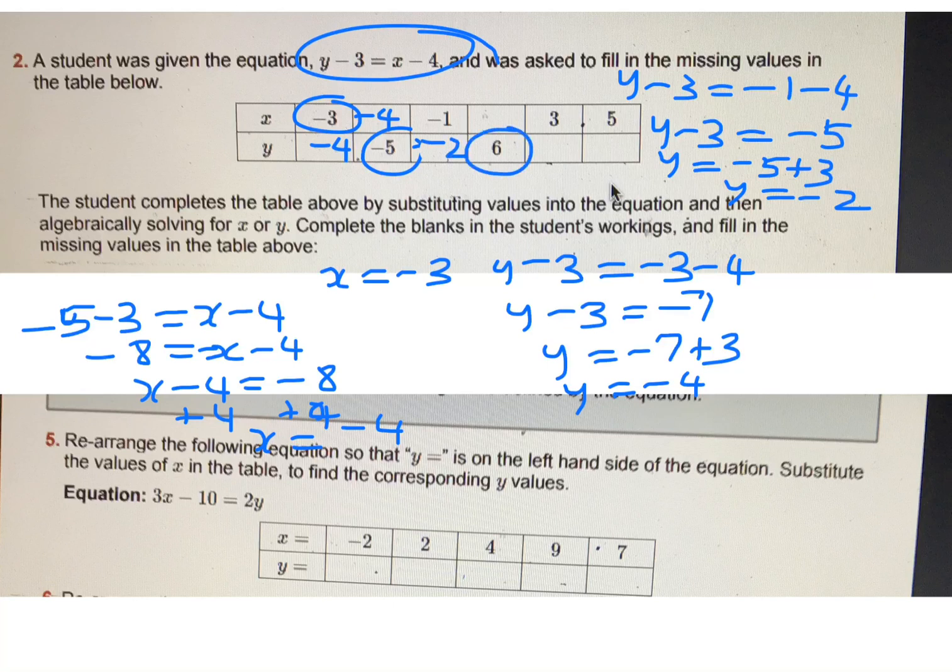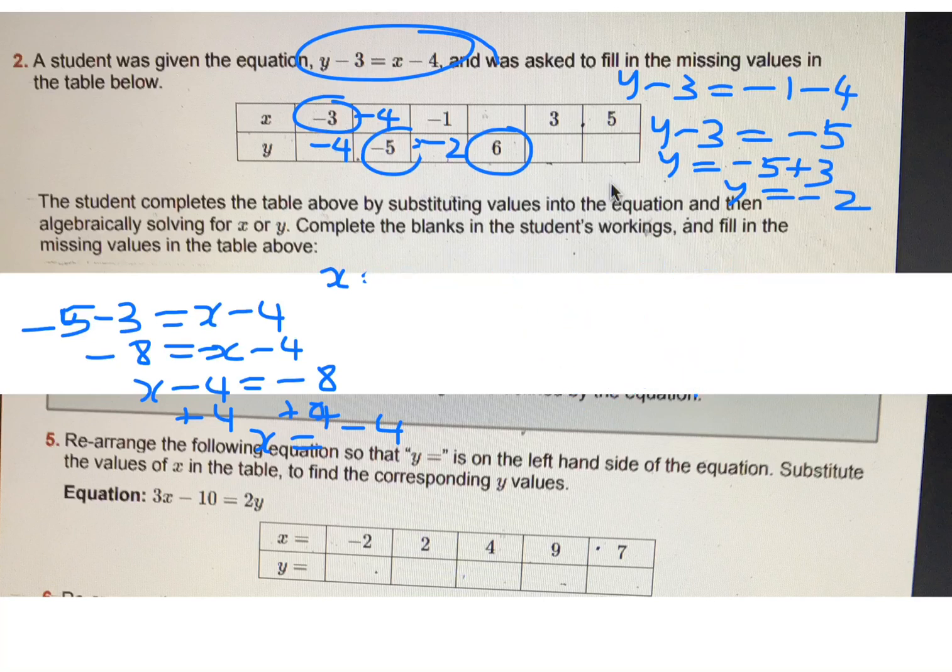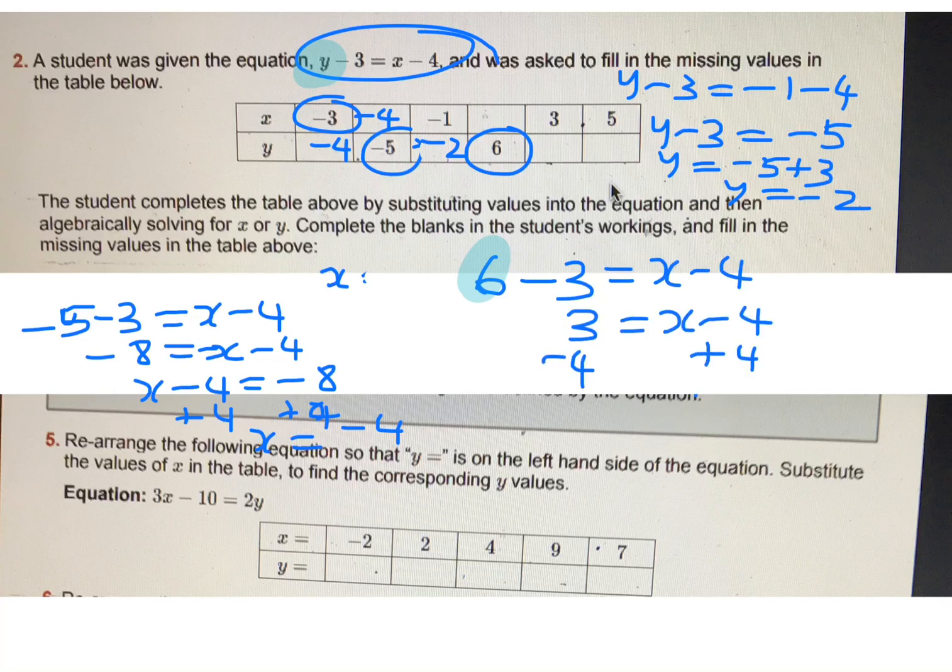Okay, when the y value is 6, so when y equals 6, that means 6 minus 3 is where the y value is. I'm just going to put 6 equals x minus 4. 6 minus 3 is 3, x minus 4. If you plus 4 to both sides, you get plus 7. So x will equal 7. So when x equals 7, y equals 6.